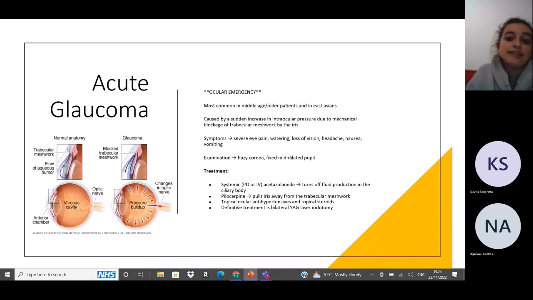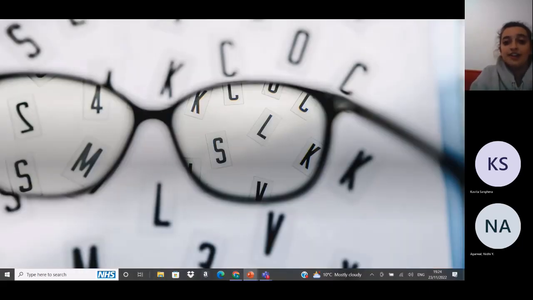You can give ocular antihypertensives and steroids as well. And the definitive treatment is to use a laser and make a hole in the iris that allows the fluid to drain out. So definitely, if you suspect it's acute glaucoma, always refer in, because it's all a bit beyond us if you're out of ophthalmology. So next section, I'm going on to acute loss of vision.